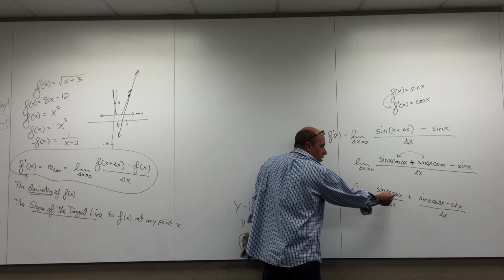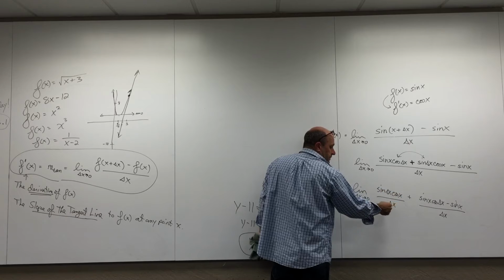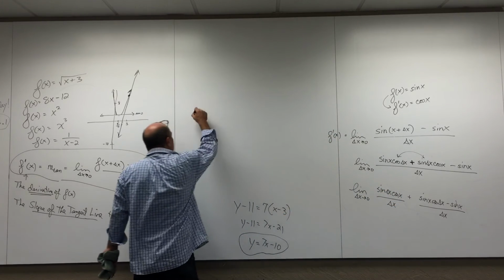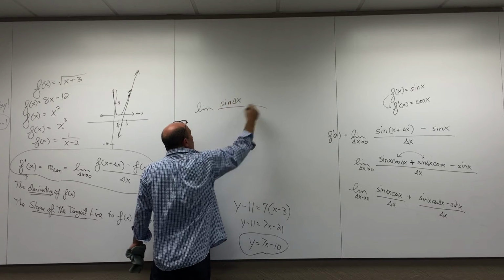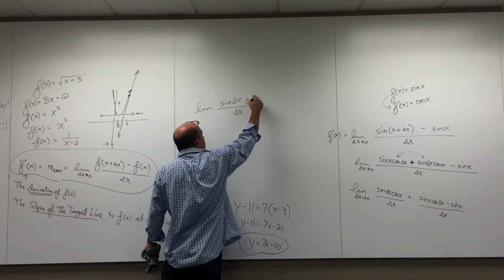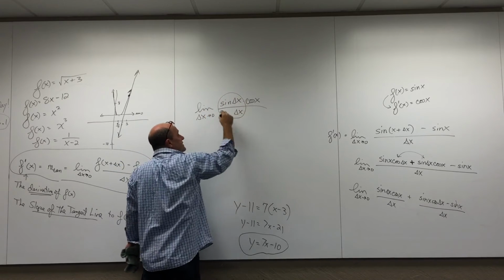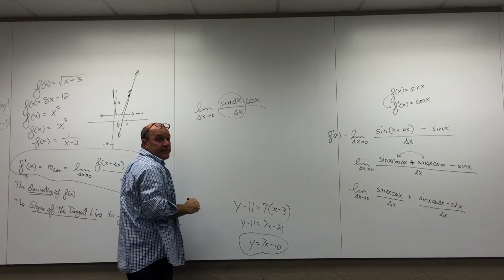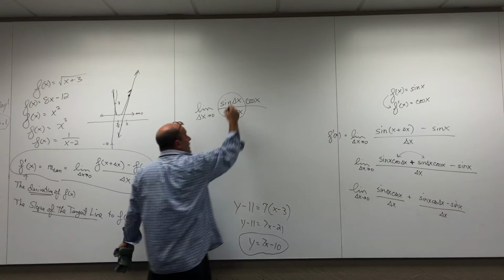This limit was a little theorem. Oh, I see. The limit of sine delta x over delta x, and then it's multiplied by this cosine x, but as delta x goes to 0, this goes to 1. Yeah. That was a special theorem from chapter 2, so that goes to 1.